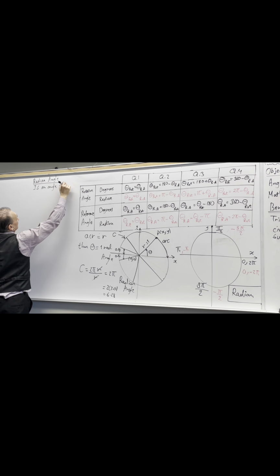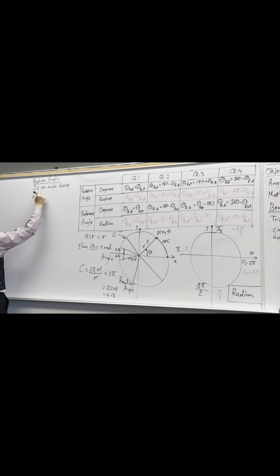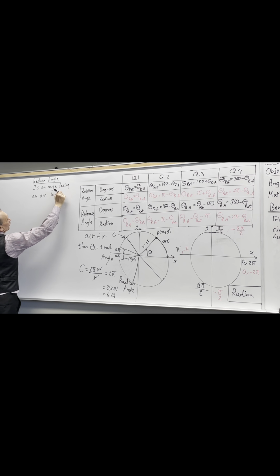Now we got the definition of the radian angle, so let's write down the definition. A radian angle is an angle facing an arc with the same length as the radius.